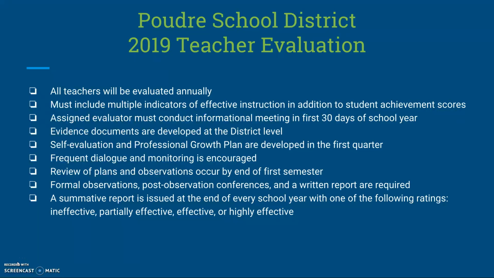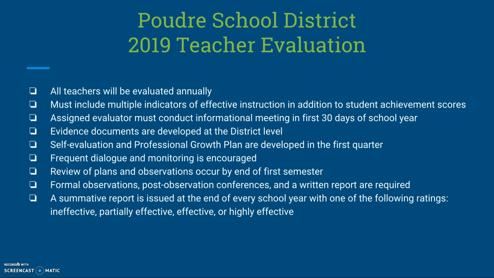The evidence documents for the evaluation are developed at the district level, and then the teacher does a self-evaluation, which they may share, but don't have to share with their evaluator, and then the evaluator and teacher together create the professional growth plan that's used for the year. The district encourages frequent dialogue and monitoring of the professional growth plan, and review of the plans and the first observation is supposed to occur by the end of the first semester.